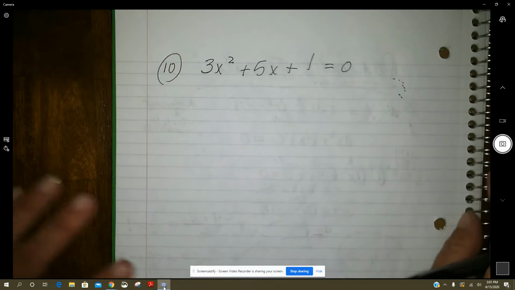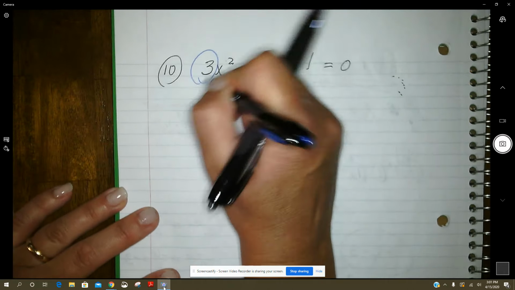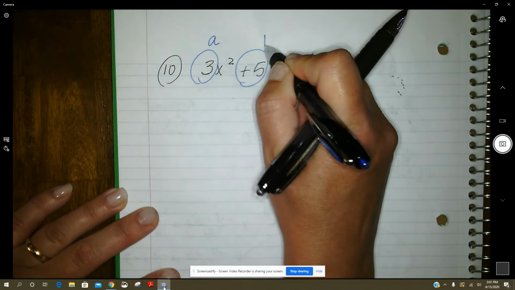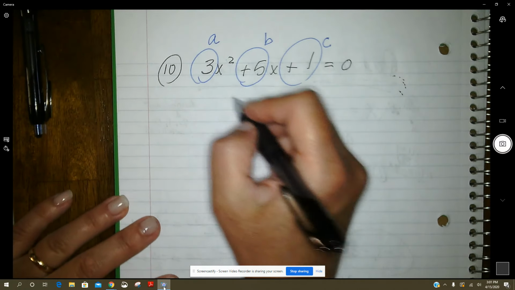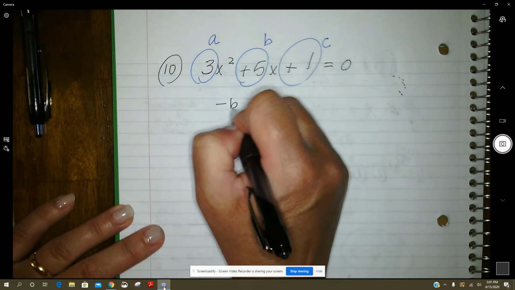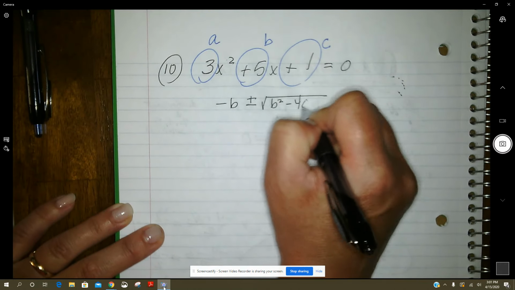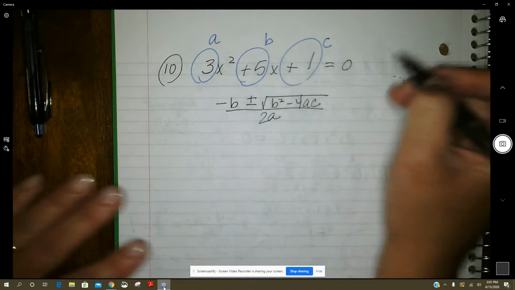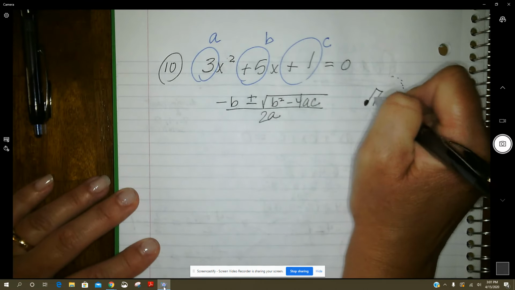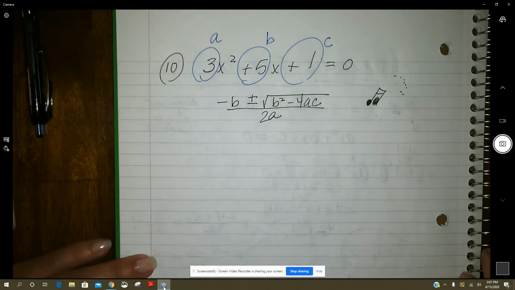All right, here we go. First thing we're going to do is label A, B, C. Write the formula. Quadratic formula is -b plus or minus the square root of b squared minus 4ac all over 2a. Maybe that'll be your next bonus question. Can you sing me a song? Okay. All right, here we go.